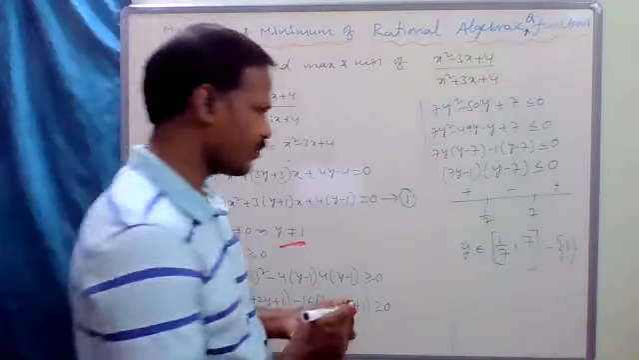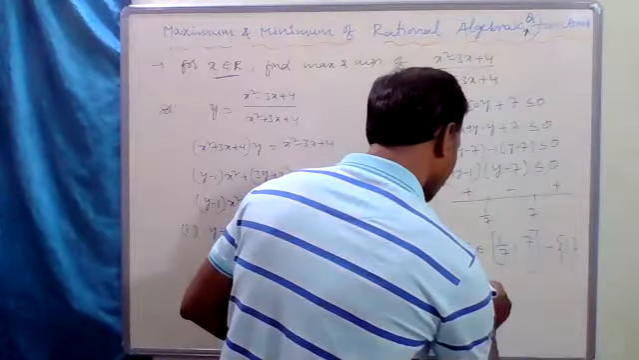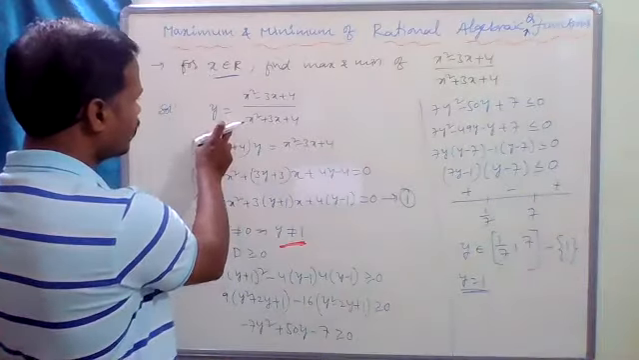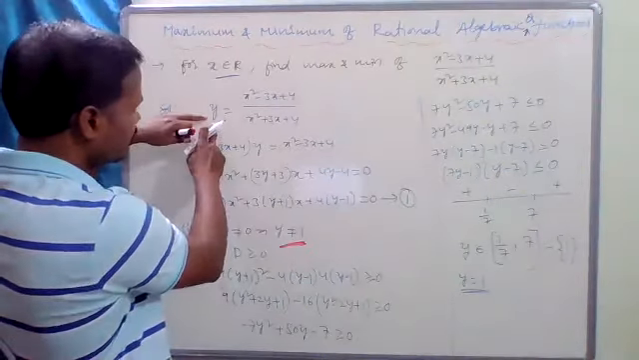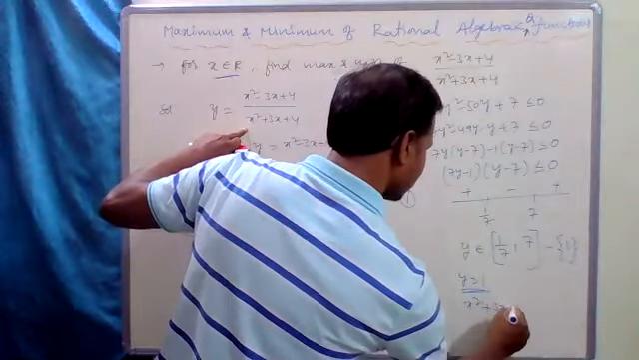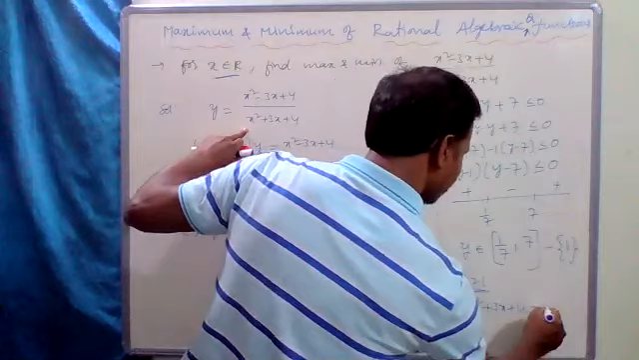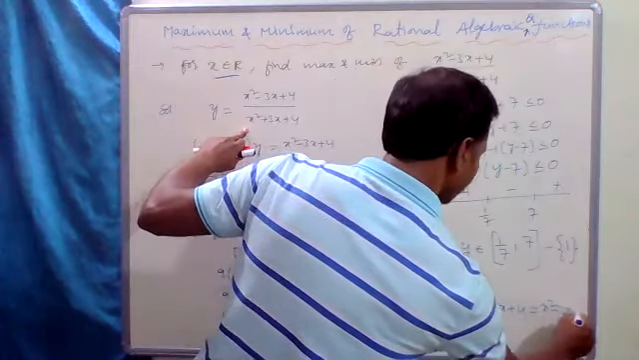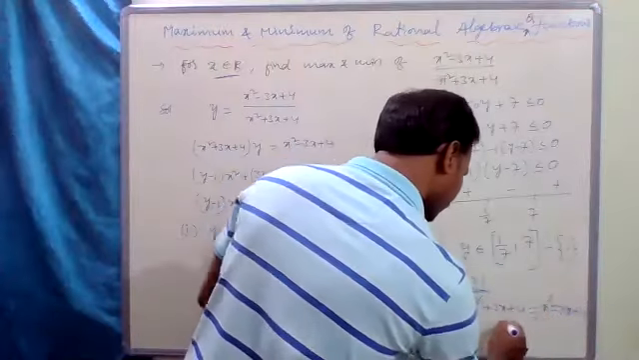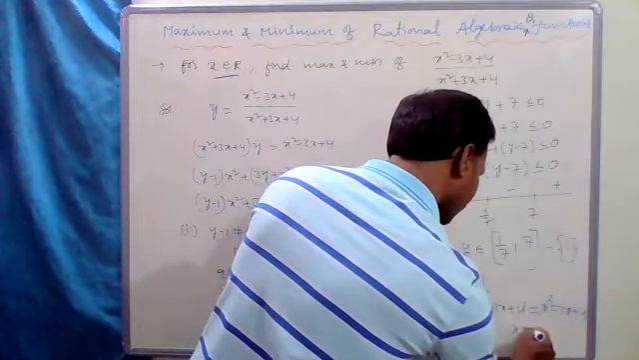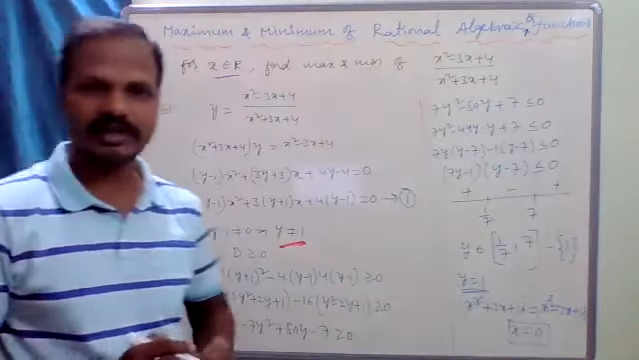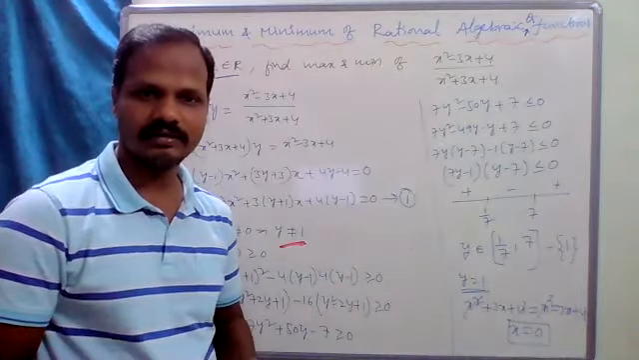If y equal to 1, what happened? If you substitute y equal to 1, what will you get? x square plus 3x plus 4 equals x square minus 3x plus 4. So x square will cancel, 4 will cancel, so x equals 0. So if y equal to 1, then x equals 0, which is also a real solution.